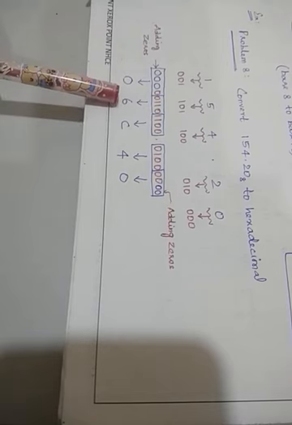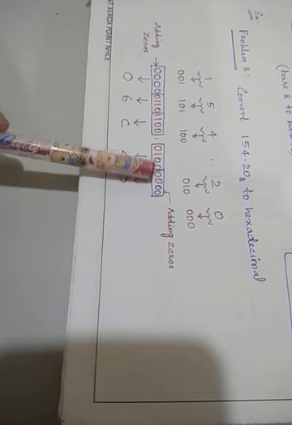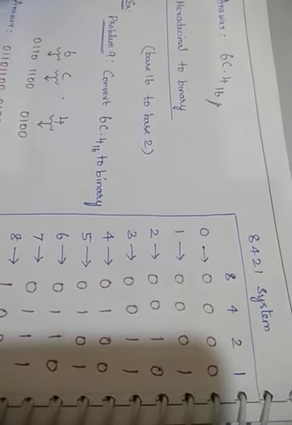So according to this, we got the values here, and we got an answer like this. 0000 means 0, 0110 means 6, 1100 means C, 0100 means 4, again 0000 means 0. Finally, the answer is C6.4. Sorry, 6C.4. This is the final answer.